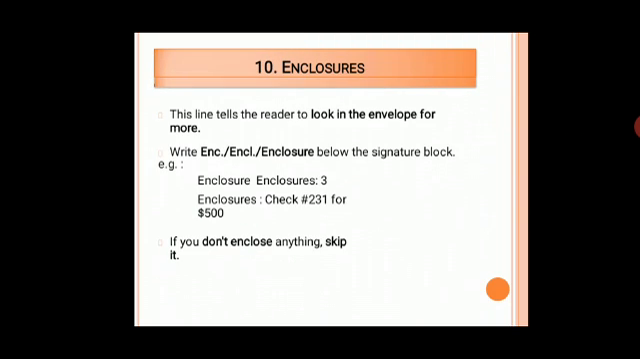The enclosures. The line tells the reader to look into the envelope for more. Write enclosure, ENC or ENCL or enclosure in full, below the signature block. For example, if you are giving your biodata or submitting a bill or something else like that, then 1, 2, 3, 4, in this way you have to list the enclosures. If you don't enclose anything, skip it.